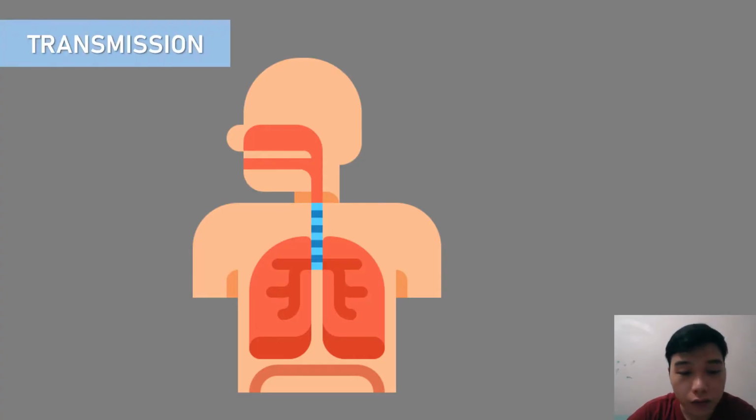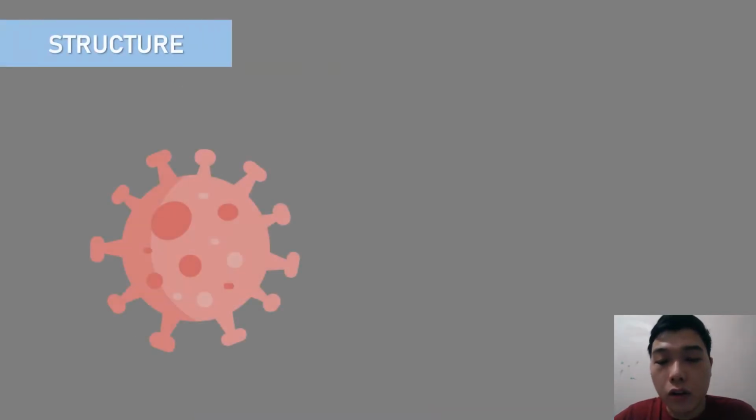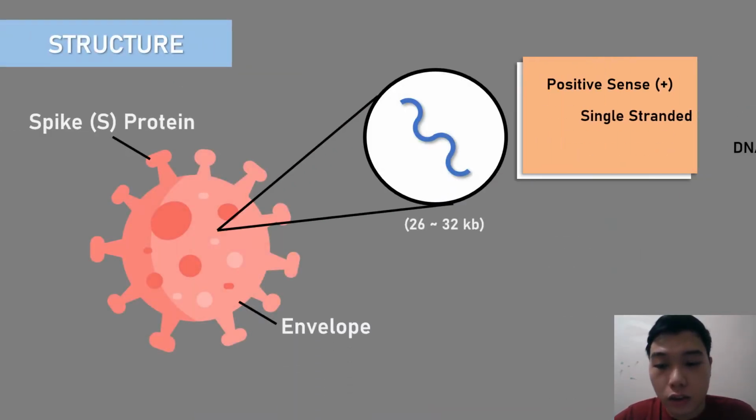The transmission of SARS-CoV-2 occurs through droplets that were expelled during coughing, sneezing, and talking. If we look at the structure of SARS-CoV-2, it contains positive sense single-stranded RNA with crown-like spikes on the outer envelope surface. The spike protein is responsible for the binding of the virus to the host cell by binding with the angiotensin-converting enzyme 2, ACE2.